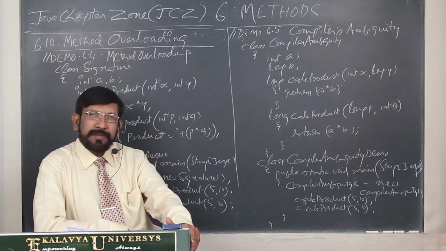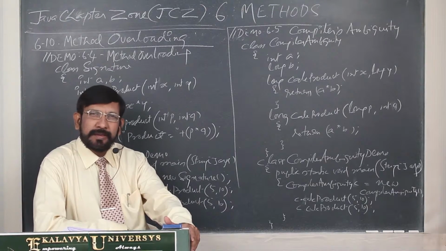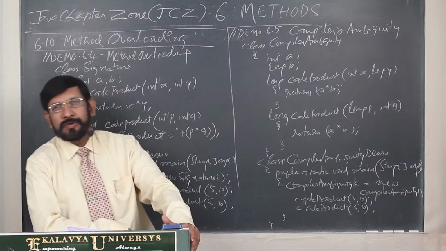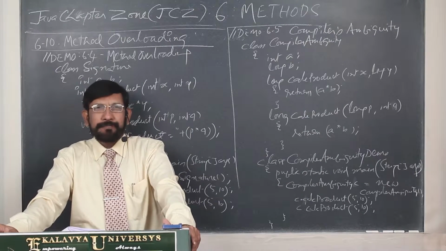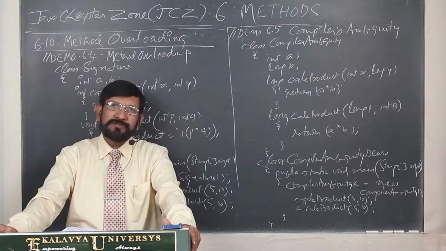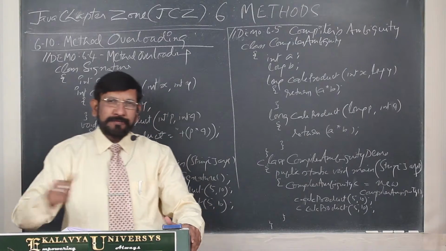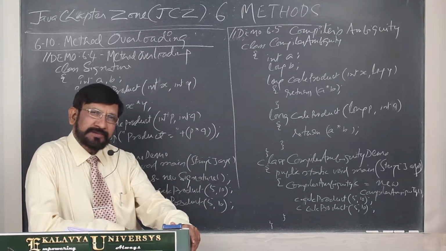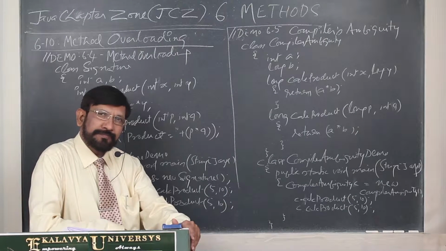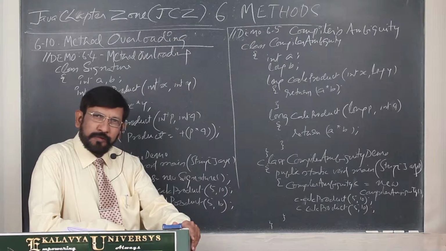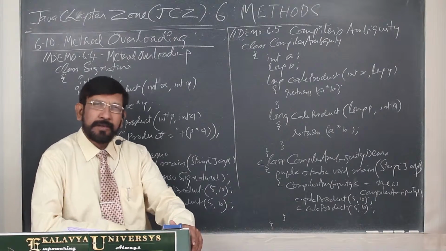Hello friends. Now let us take up the concept number 6.10, method overloading. This is one of the polymorphic features of the OOP systems. Polymorphism is one of the essential characteristics of object-oriented programming. In the forthcoming chapters, we discuss it in detail.